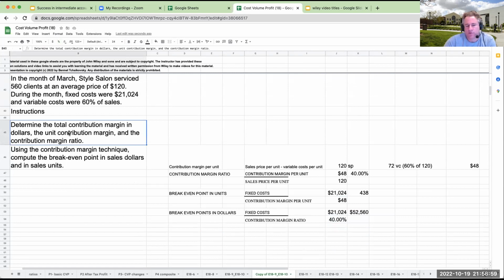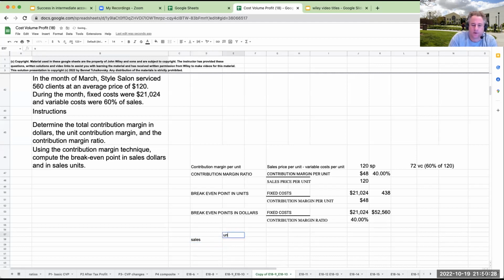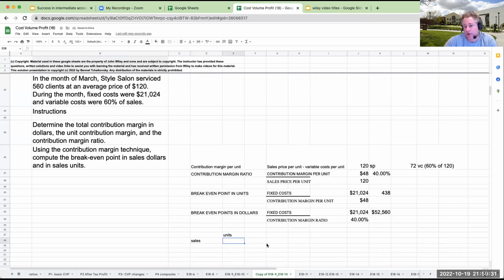Okay, so determine the total contribution margin in dollars. The contribution margin in dollars is going to be whatever it needs to be to make the net income go to 0. And actually, I take that back. Let's work this through. If I serviced 560 clients, actually, that's a good trick question. So what is the contribution margin in dollars? Sales, in terms of my units: how many clients did I serve? Well, I serviced 560.